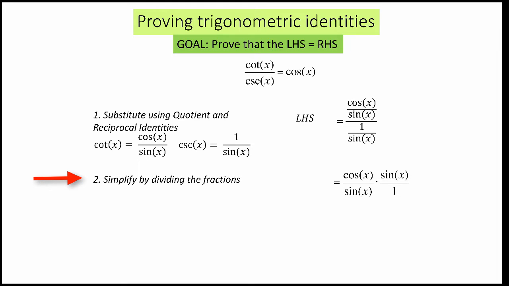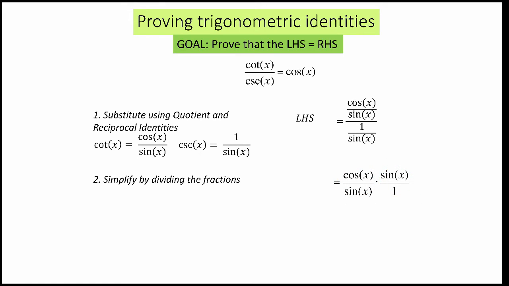So the cosine of x over the sine of x divided by 1 over the sine of x is equal to, if you remember fractions, when you're dividing fractions, you're actually going to multiply by the reciprocal of the denominator. So we have cosine of x over sine of x times the sine of x over 1.